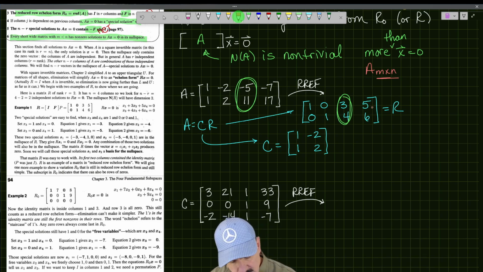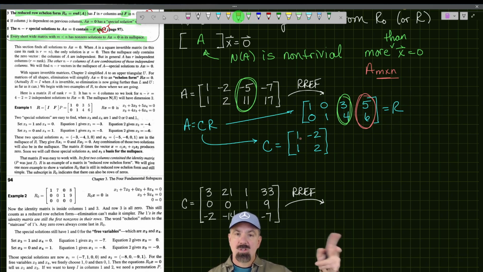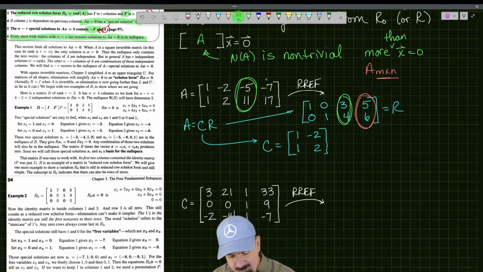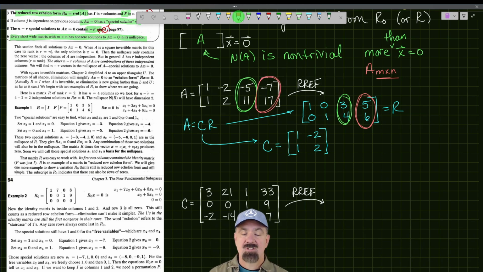Similarly, if we take 5, 6 and sweep it through the C matrix, we're going to end up with 5, 5 plus negative 12, 12. And 5, 5 plus negative 12, 12 gives us our negative 7, 17 fourth column. So the point of this is the R matrix, the RREF, contains the information about how we use the linearly independent columns of A to build all the other columns.